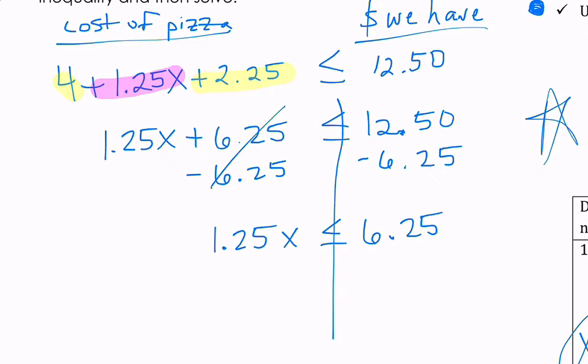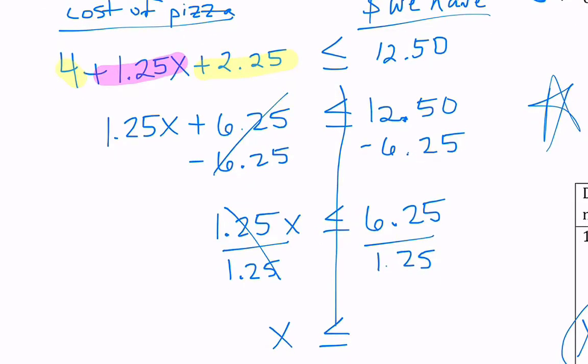Last thing I have to get rid of, so x can be alone, is this 1.25, and they are touching, so we remember that means multiply. The opposite of multiply is divide. And I'm going to divide by that coefficient, which is 1.25. What I do on one side, I remember to do the other. My 1.25 on top cancels my 1.25 on bottom, and the x drops down. We still have not done anything to flip our sign. On the right-hand side, 6.25 divided by 1.25 comes out to be a clean 5.